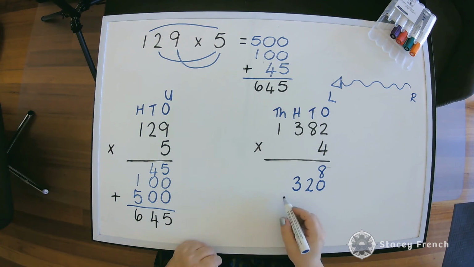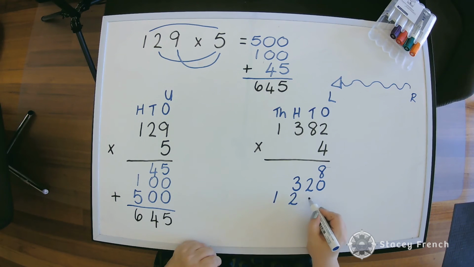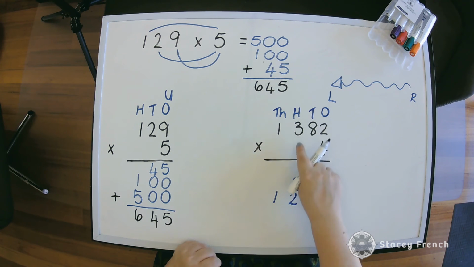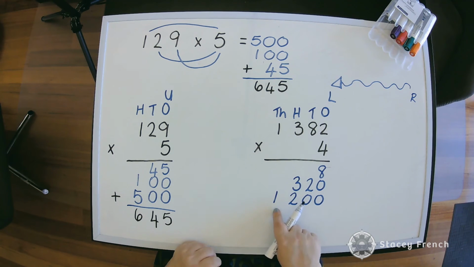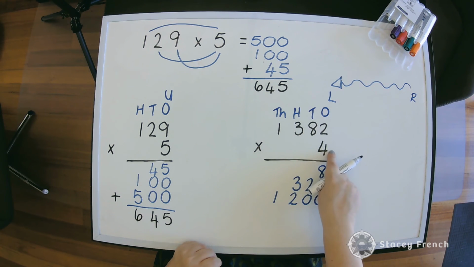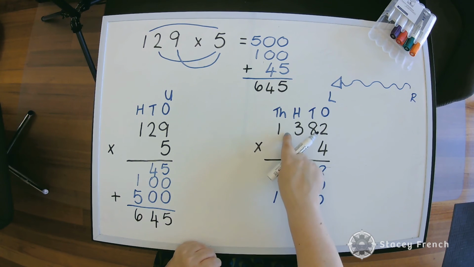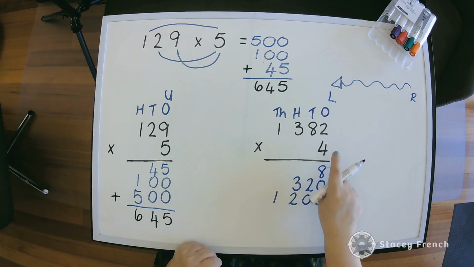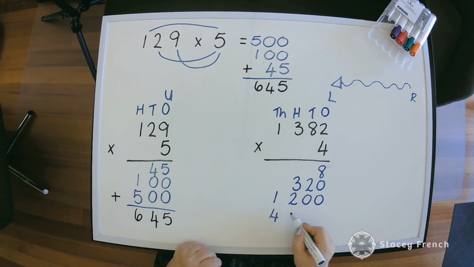300 times 4 is 1200. So the 2 for the 200 is in the hundreds column and the 1 is in the thousands column. Now I go 1000 times 4, because we know it's not just a 1, it's a 1000, times 4 is 4000.